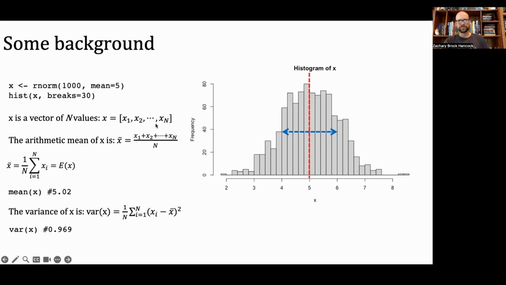These little subscripts, these are what you call indexing. So this then tells you this is the first x value, this is the second x value, all the way to the last one.